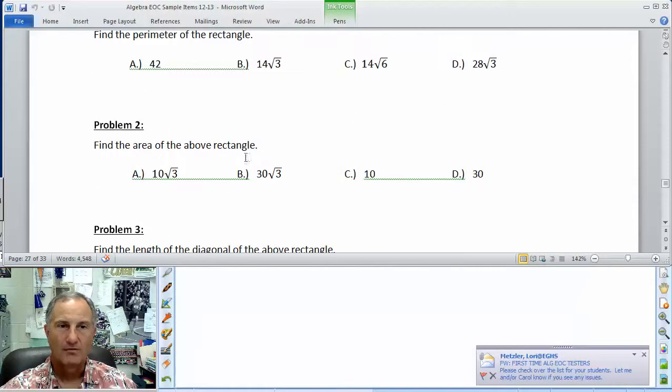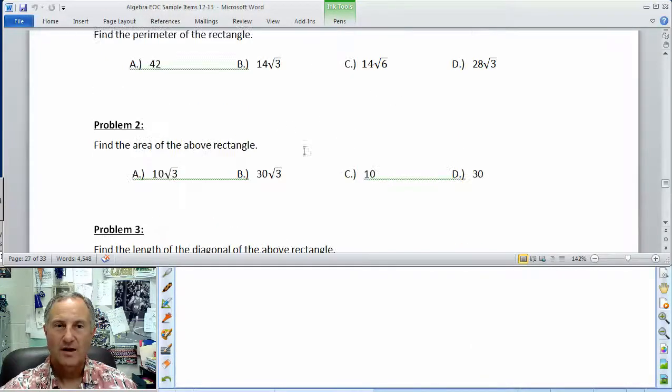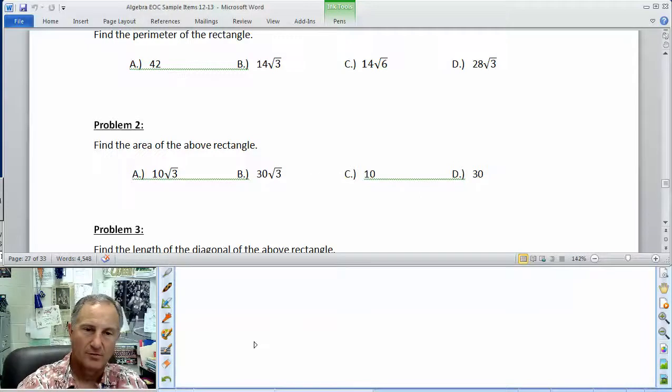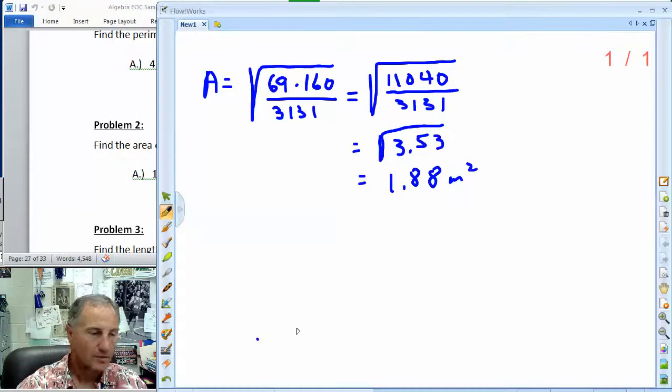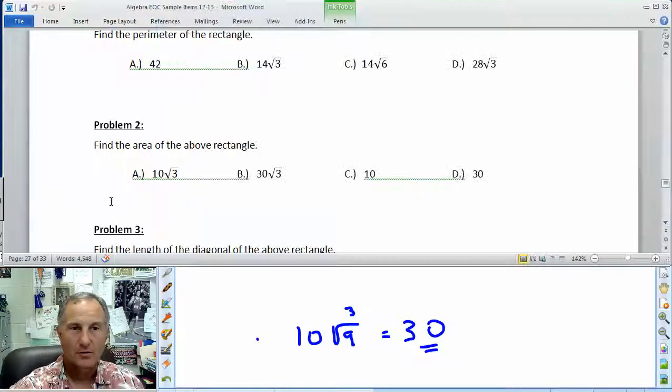Problem 2. Find the area of the rectangle. Length times width. 2 times 5 is 10. 3 times 3 is 9. So if you look here, you're going to get the 10, 5 times the 2 times the square root of 9. The square root of 9 we know is 3. You're going to multiply it with the 10 when you take it out because that's 10 times that. 30. Okay. And when you come back over here, 30, boom, there it is, D.